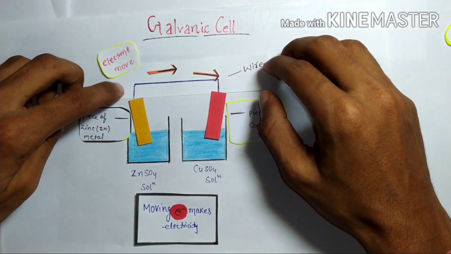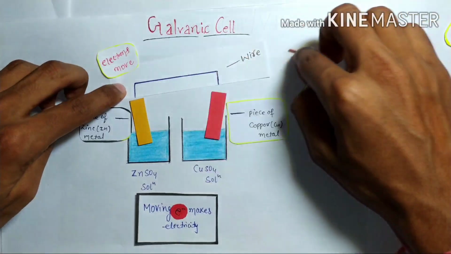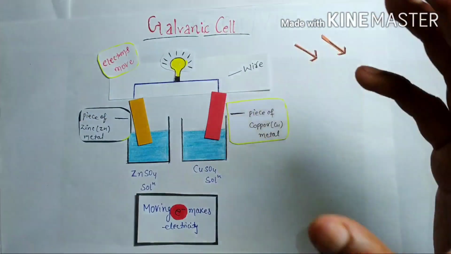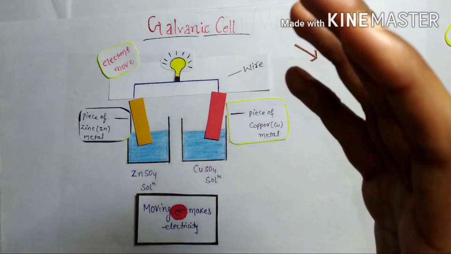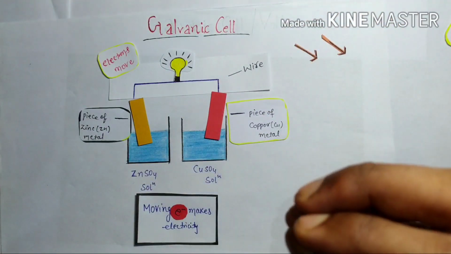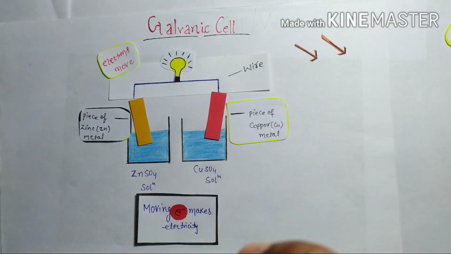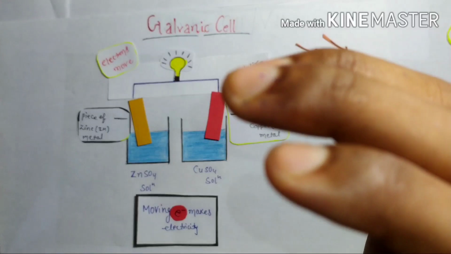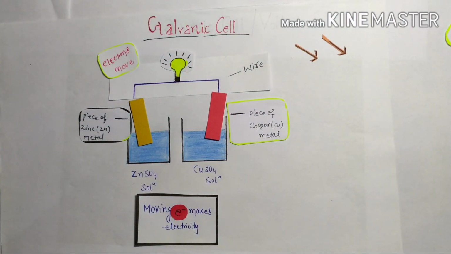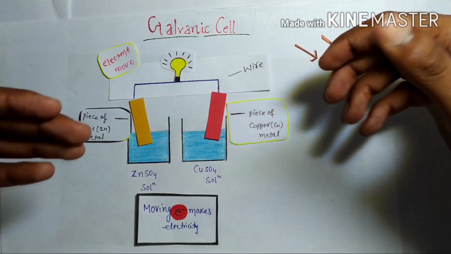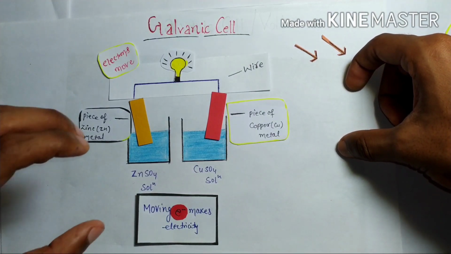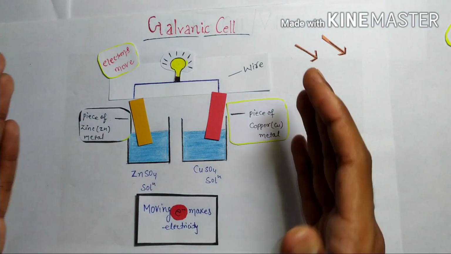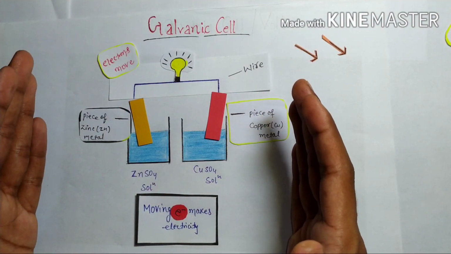Now, suppose I put a bulb here, like this is a bulb, and then we will see that the bulb glows. What does it mean? It means that the current is here. Okay? Now we have to see what's happening at the atomic level in the system. Okay? This is the basic system of the galvanic cell.